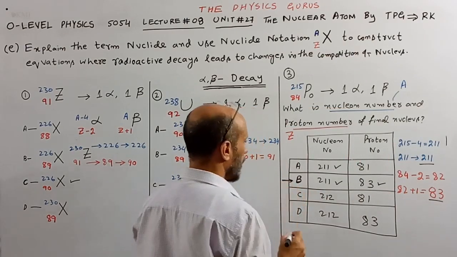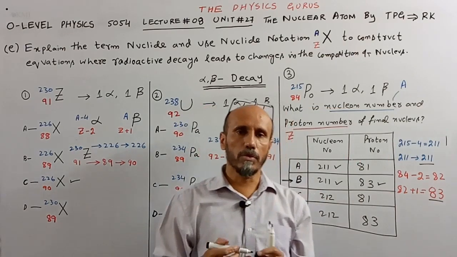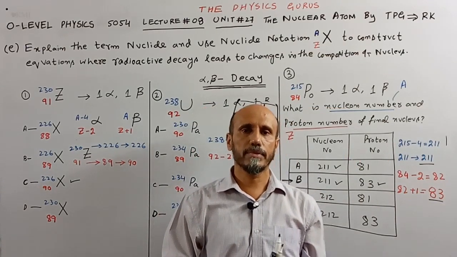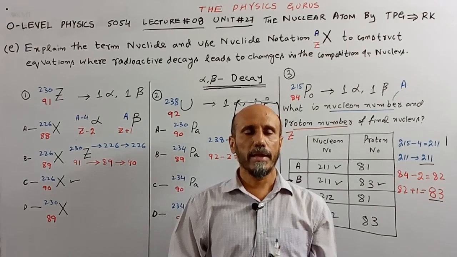Option B. So I hope that now you are able to construct the equations for alpha decay, beta decay and gamma decay.